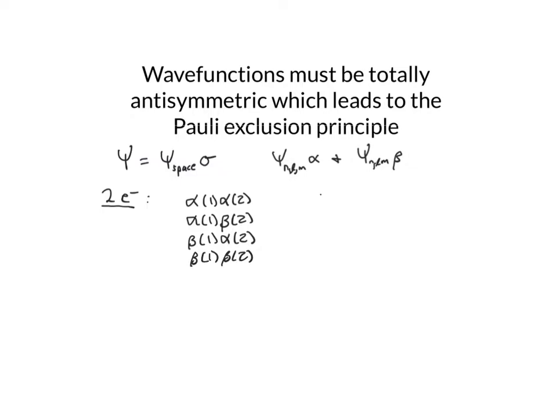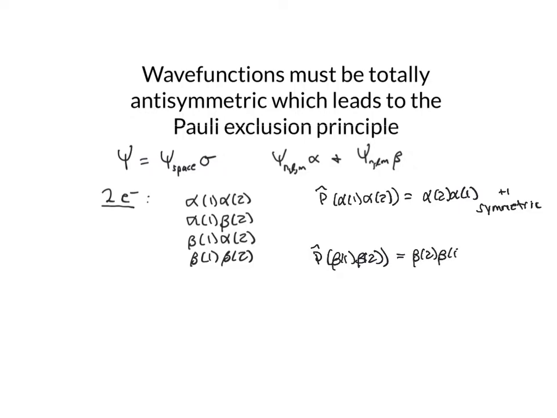Now, if we operate the exchange operator on any one of these wave functions, so alpha 1, alpha 2, gives me alpha 2, alpha 1, which is exactly the same. So this has an eigenvalue of +1, so this is symmetric. I could do the same thing with both spins being spin down, so beta 1, beta 2, operate the exchange operator, gives me beta 2, beta 1, that's exactly the same. So that's a +1 eigenvalue, and that is also symmetric.